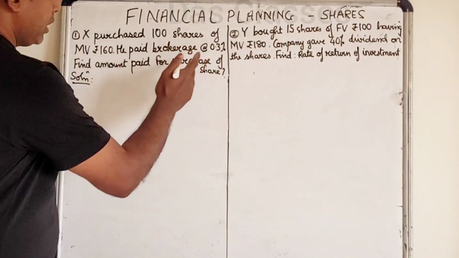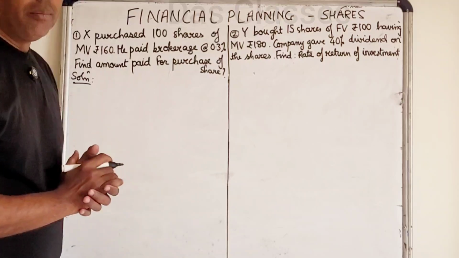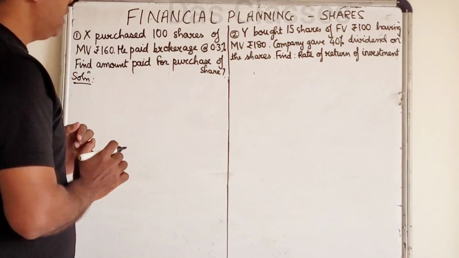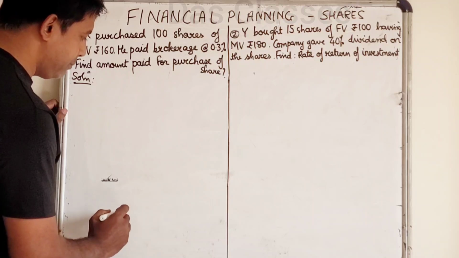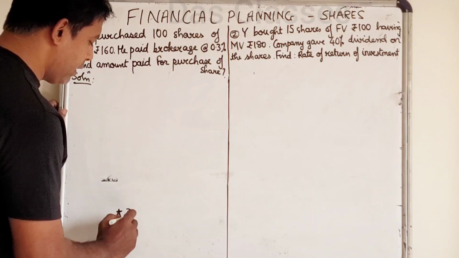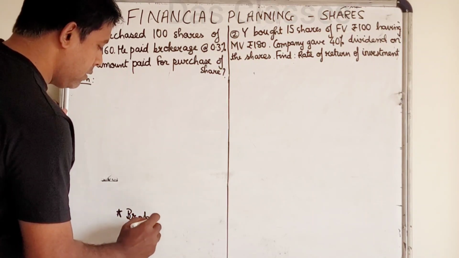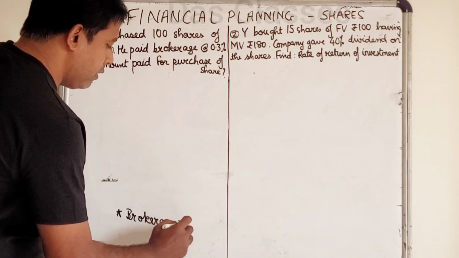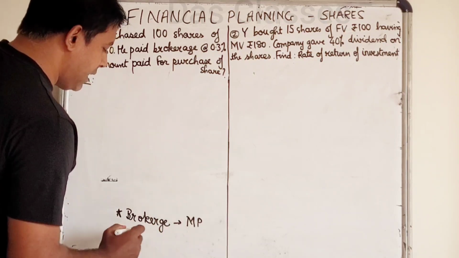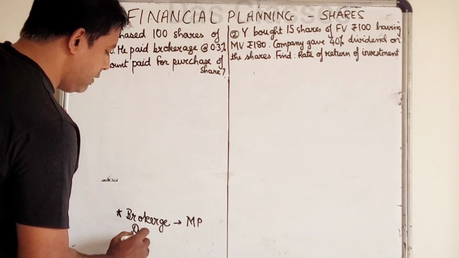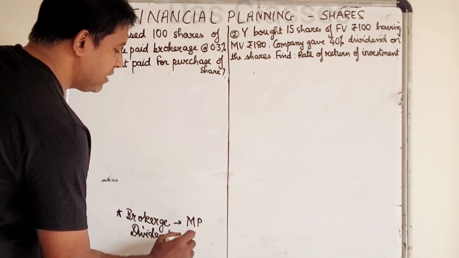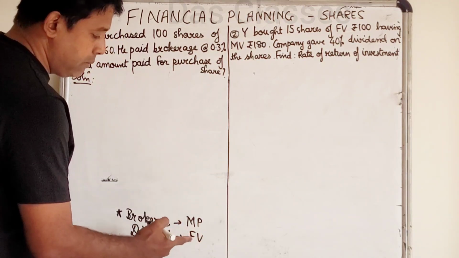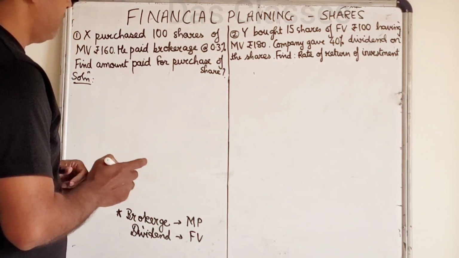Now brokerage is 0.3%. Now remember, brokerage we calculate on market price. Two very important things, I will write them down. Brokerage is calculated on market price and dividend is calculated on face value. MP stands for market price, FV stands for face value.